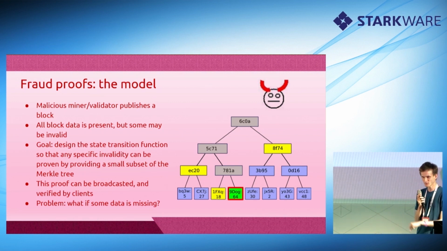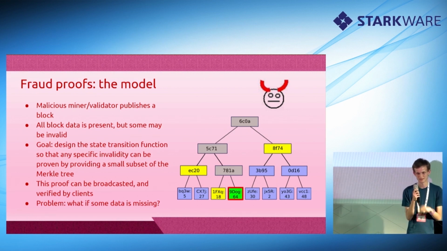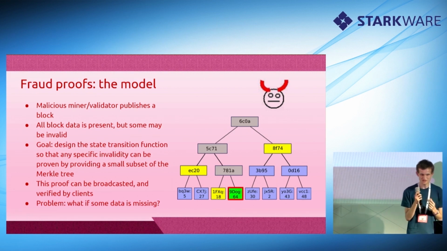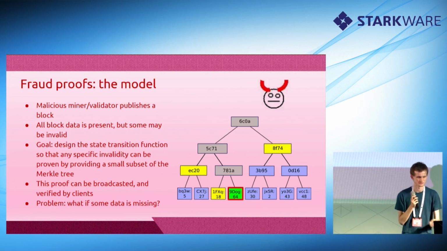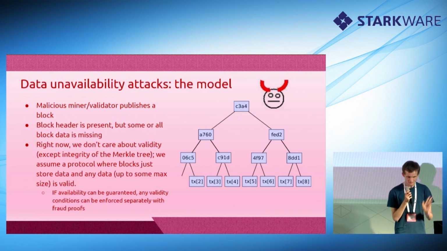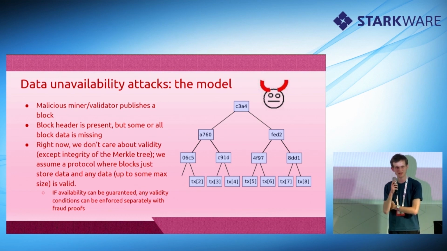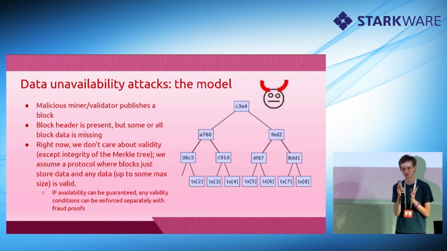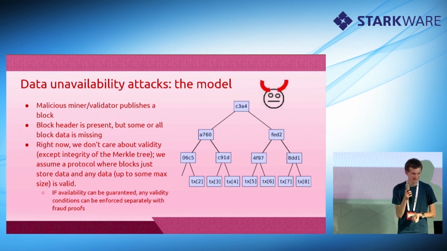So here what we've done is we've basically reduced the amount of computation you need to do to verify that some data is valid. But what we haven't done is reduce the amount of data that you need to download. So data unavailability, right? This is probably the hardest problem in blockchain scaling.